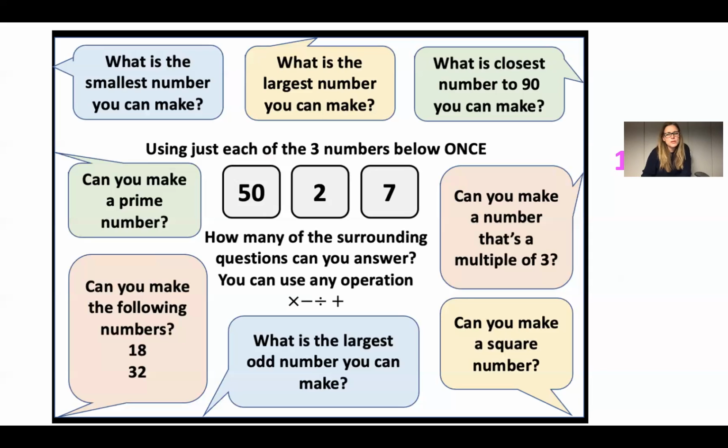What about the smallest number that you could make? You could start with 2 and then divide it by 7 and then divide it by 50. Or maybe, if we're thinking about negative numbers, you could start with 2 and then subtract the product of 7 and 35. Remembering that product means multiplying together. So 2 subtract 7 multiplied by 35.